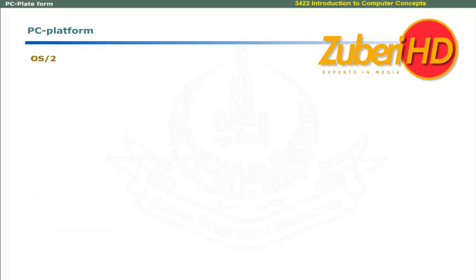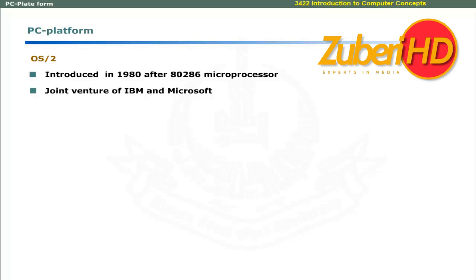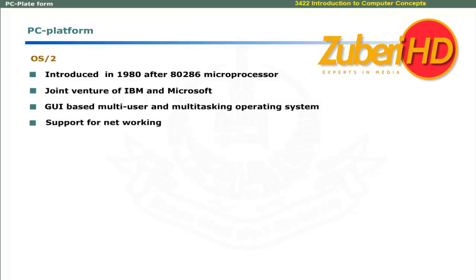OS/2 was another PC platform operating system. It was introduced in 1982 after the introduction of 80286 microprocessor. OS/2 was a joint venture of IBM and Microsoft. It was GUI-based multi-user and multitasking operating system. It had support for networking. Microsoft switched to develop its own products, but IBM still continues the development of OS/2.